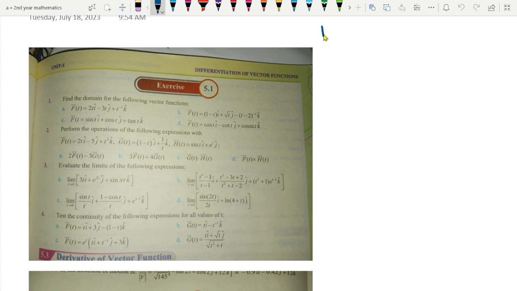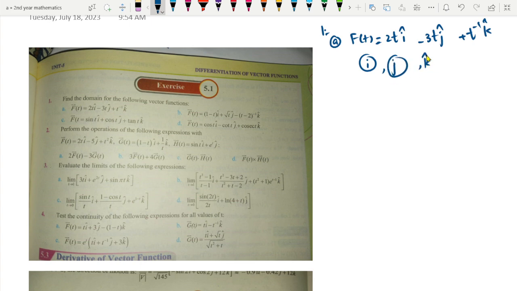So we have the question part 1. F of t is equal to 2t unit I minus 3t j plus t minus k. So this I, j and k, they are unit vectors. This is unit vector in x direction. This is unit vector in y direction. And this is unit vector in z direction.